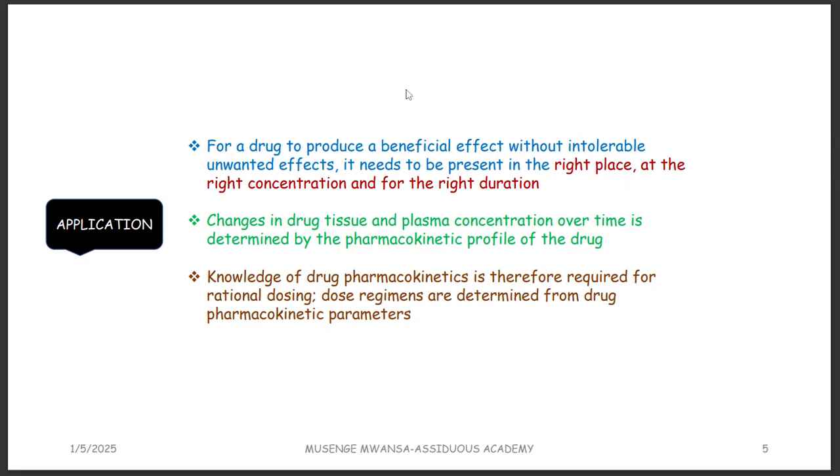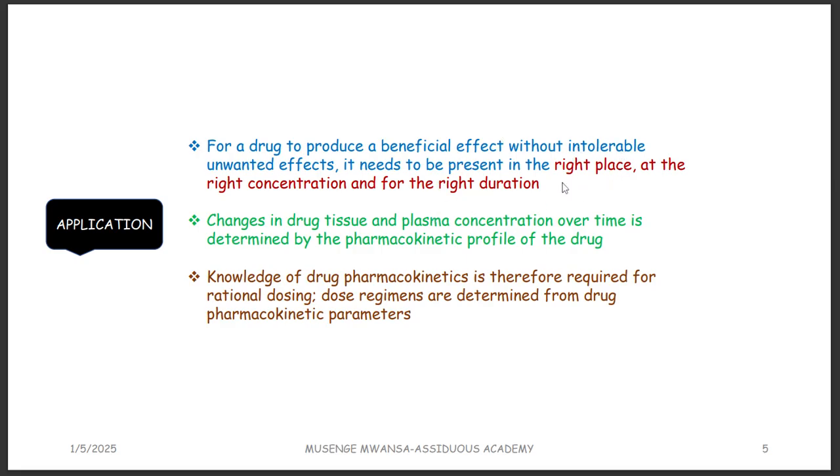Remember, if you have more drug in the body, it is going to start producing intolerable effects, the effects that a body cannot tolerate. For example, if a drug takes 4 hours to be eliminated from the body, and you are giving it every 2 hours, a lot is going to accumulate in the body, which leads to toxicity. So you need to know pharmacokinetics to be able to administer the drug at the right place, the right concentration, and the right duration.